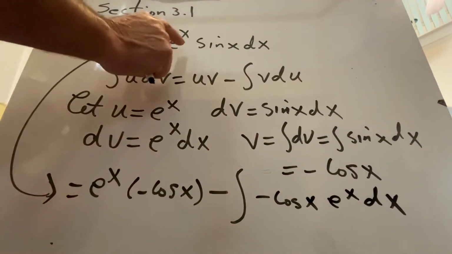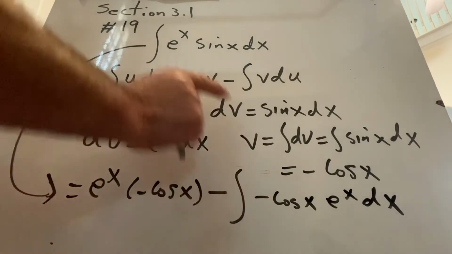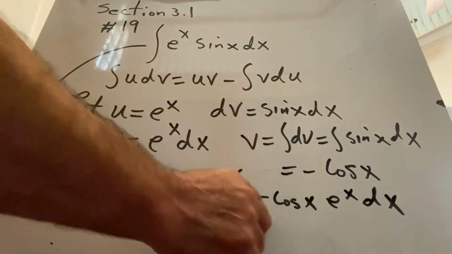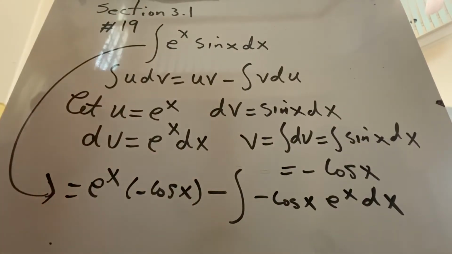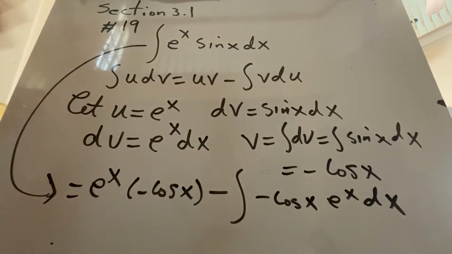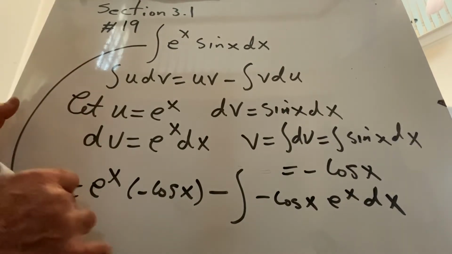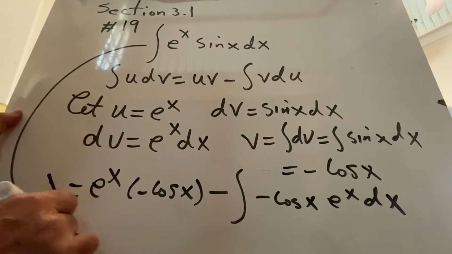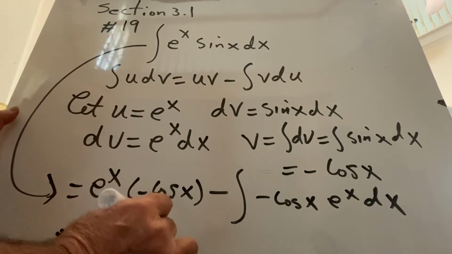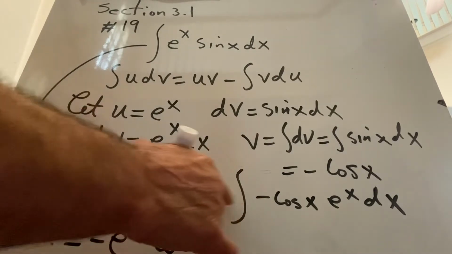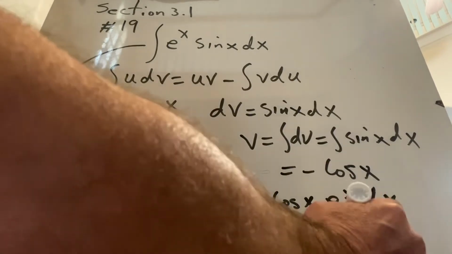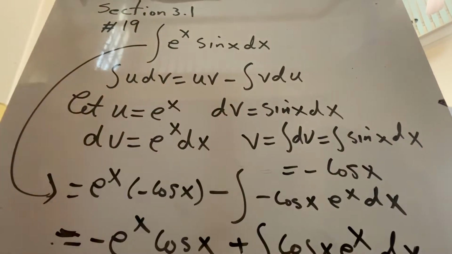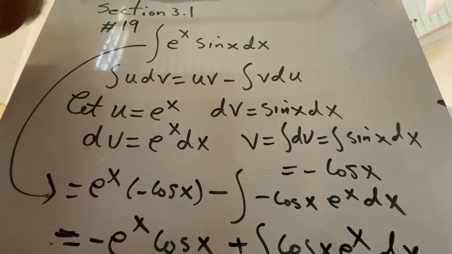As you can see, this has almost the same nature. If you ignore the negative, here we had e to the x sine x, and this is e to the x cosine x. So it didn't really get much worse. It's almost the same, a similar idea. So there may still be hope that we can compute our integral. I'm going to rewrite this a little bit better. I'm going to put the negative in front, so that becomes minus e to the x cosine x. Minus times minus becomes plus, and then the integral of cosine x e to the x dx. Let me just make sure you can see that.